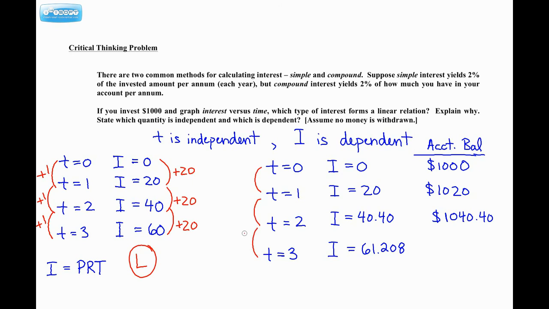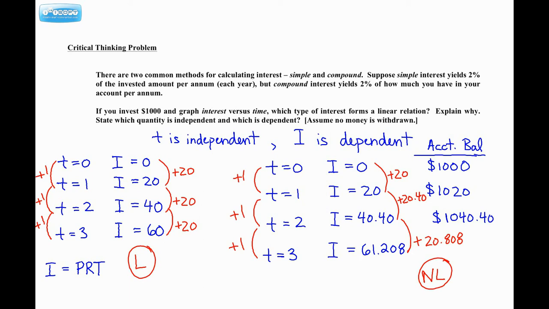So we can verify. All these times are an increase of 1 year. But I think it's obvious these are not a consistent increase of 20. This is plus 20, but that is plus $20.40, and then that one was an increase of 20.808. So no graph is necessary. I can see that this is not the same. So this compound interest is non-linear.